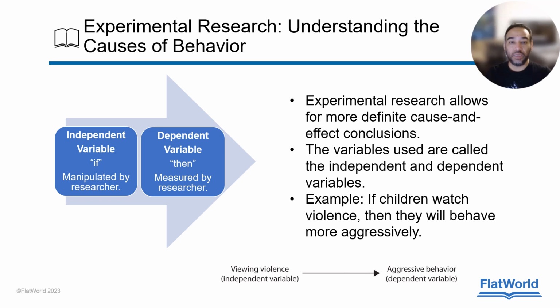Think of it as the cause in an experiment. The dependent variable is what the researcher measures or observes to see if it changes because of the independent variable. So you can think of this as the effect of the experiment. So let's say you're doing an experiment to see if the amount of sunlight affects how tall plants grow.